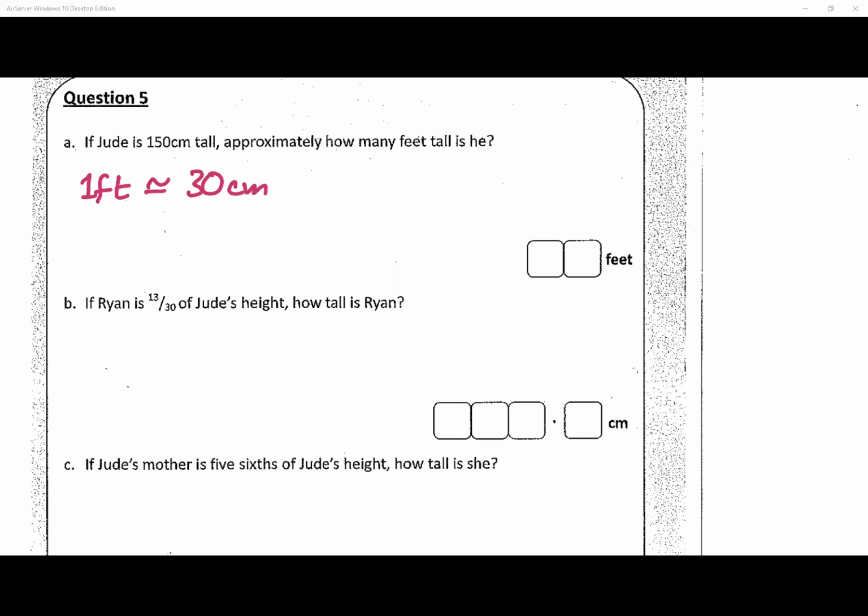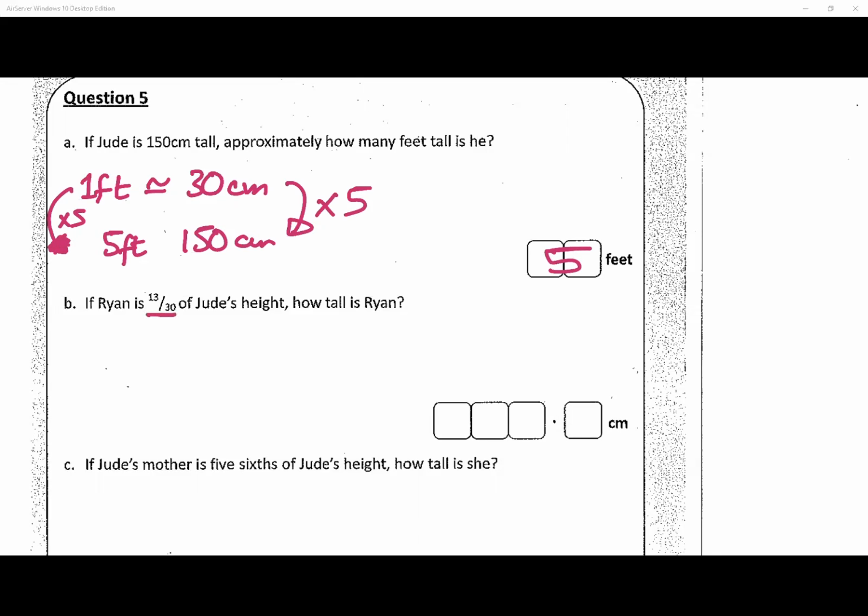So you want to get to 150 centimeters. So how does 30 become 150, Musa? You times it by 5. What you do on the one side, you do on the other side, and that would equal 1 foot times by 5, which is 5 feet. So that should be the correct answer. Good. Next. B. If Ryan is 13/30 of Jude's height, how tall is Ryan? So here's the key part.